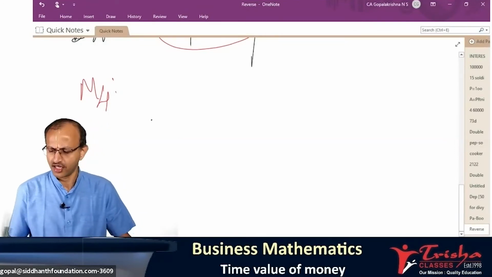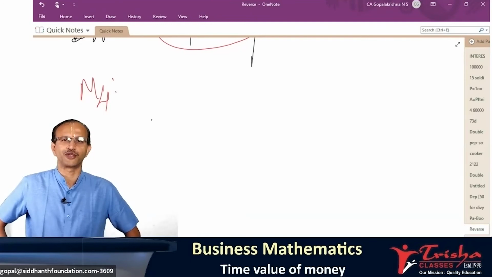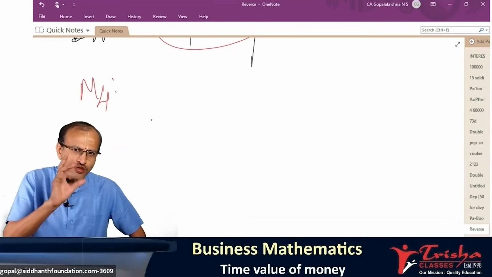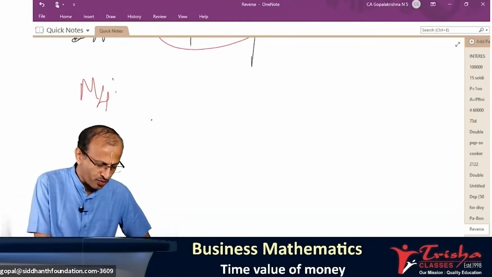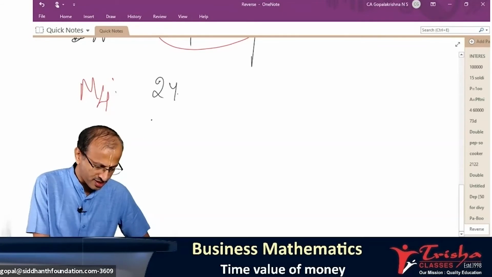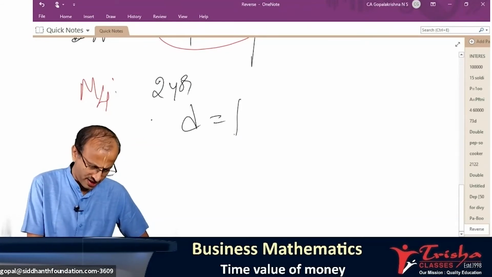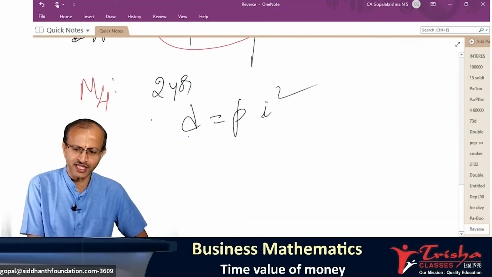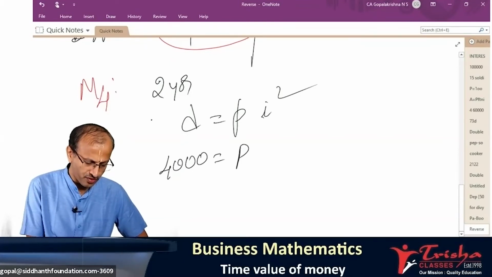For many competitive exams, not just the chartered accountancy course, they give this 2 years. For 2 years there is one shortcut. For 2 years only, the shortcut is: the difference between SI and CI is always P times i square. Let us see what that is. D is the difference. What is the difference? 4,000.